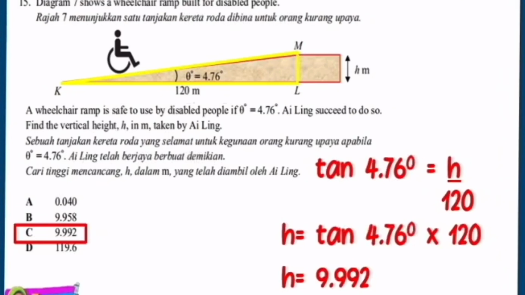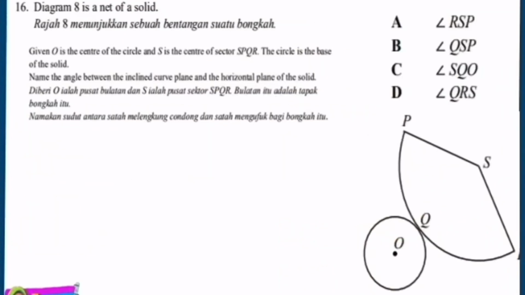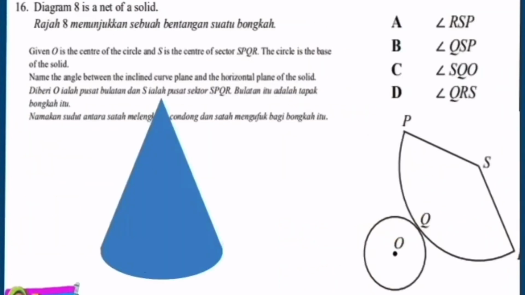So this question is about the Form 1 to Form 3 basic, I guess. Diagram 8 is a net of a solid. Given O is the center of the circle and S is the center of sector SPQR, the circle is the base of the solid. So you can actually form a solid cone by looking at the net, right? Now the question is asking you to name the angle between the inclined curved plane and the horizontal plane of the solid. Alright, it's quite easy, right?